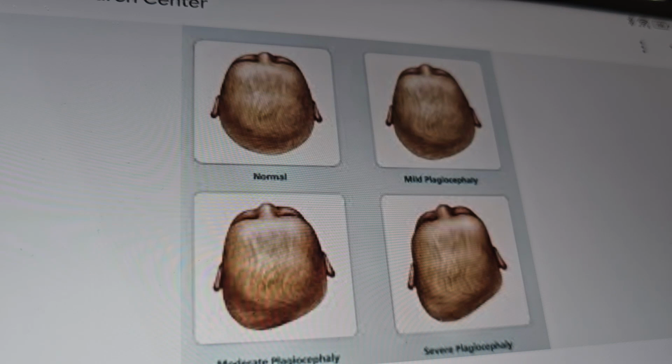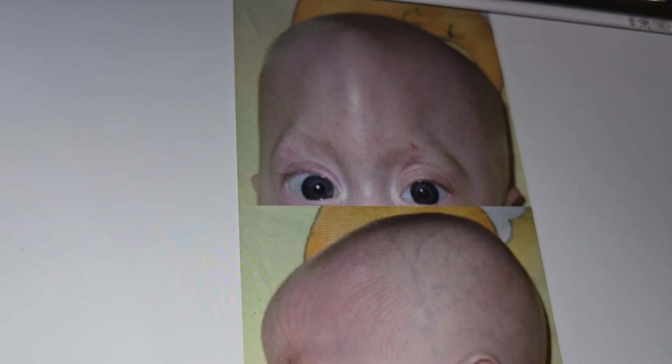The other one, this is the example of trigonocephaly, premature fusion of the metopic suture.